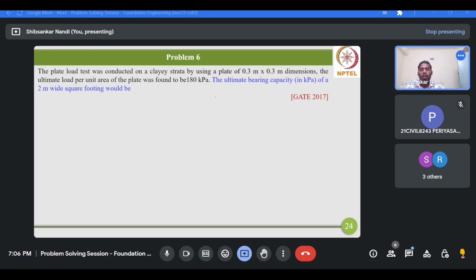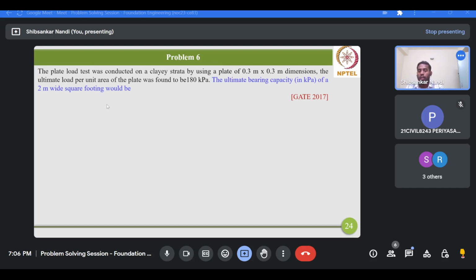This problem is taken from the GATE examination 2017. The problem is stated like this: the plate load test was conducted on a clay strata by using a plate of 0.3 meter by 0.3 meter dimensions. The ultimate load per unit area of the plate was found to be 180 kPa. The ultimate bearing capacity of a 2 meter wide square footing would be.